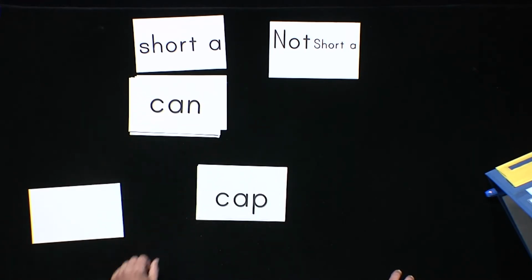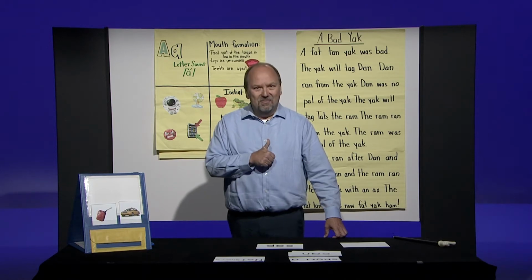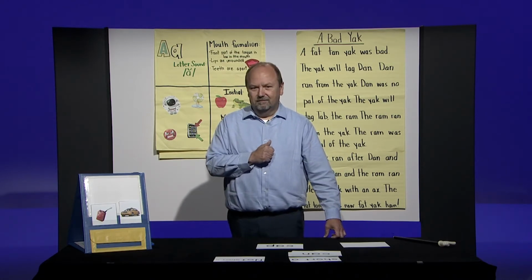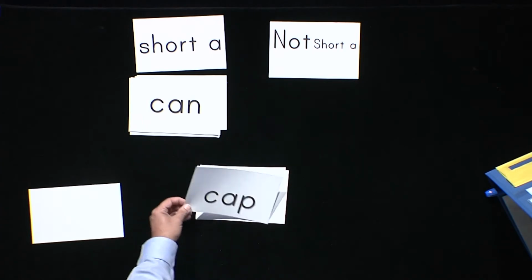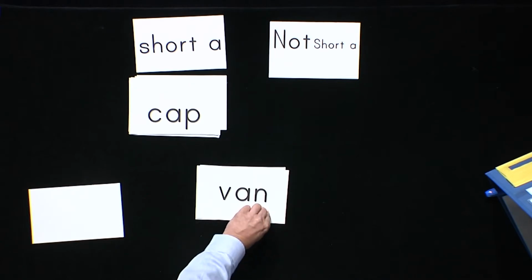So now look at this word. Give me a thumbs up if you think it has the short A. Why does it have the short A? That's right. The vowel A is surrounded by two consonants. So what's our word? Cap. Our word is cap. Next word, thinking about it. Short A. What's our word? Van. Very good job.